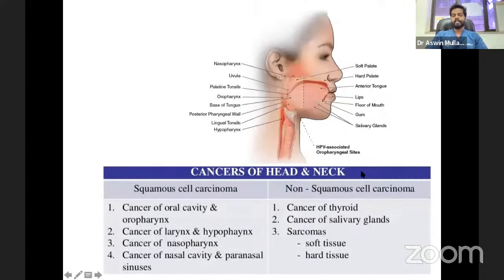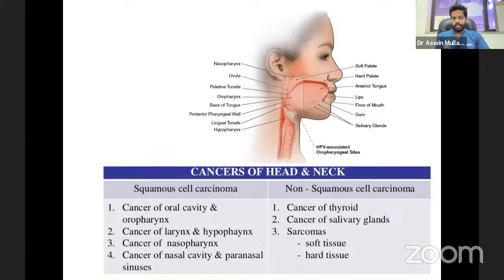So now we have cancers of head and neck. We already discussed the squamous entity, squamous cell carcinoma, and non-squamous cell carcinoma. Based on that itself, we can have a classification. We can group it under two: what are the squamous entities, and what are the non-squamous entities? Squamous, basically cancers of the oral cavity, oropharynx, larynx, hypopharynx, nasal cavity, nasopharynx, then paranasal sinus. These are all groups where the main pathology is squamous cell. Coming to the non-squamous cell varieties, mostly it is carcinoma thyroid. Everybody will be aware about that. Then carcinoma of salivary glands, including parotid and other major and minor.